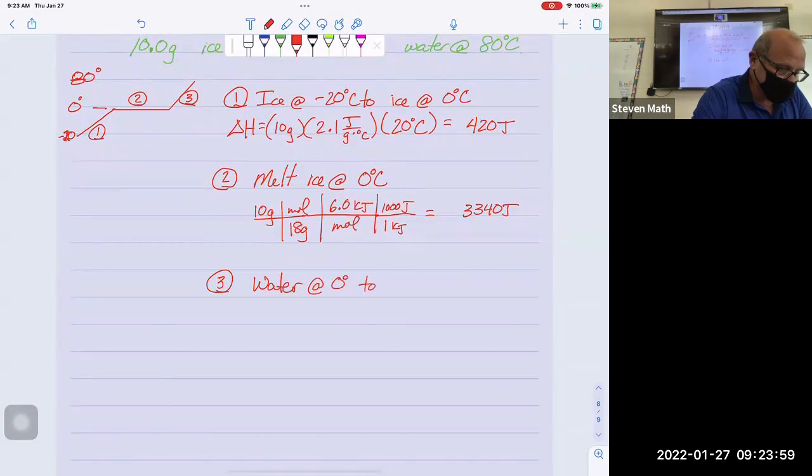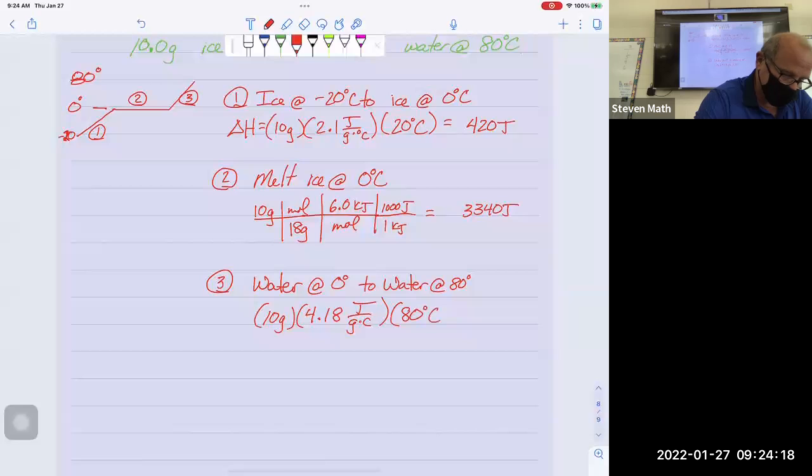Water at 0 to water at 80. Now we can go back to a good old fashioned m c delta T. Use our friend 4.18 joules per gram per Celsius, and we're going up 80 degrees. 33.44. Munch 'em, crunch 'em, 7104 joules. That's the total amount of energy it's going to take.